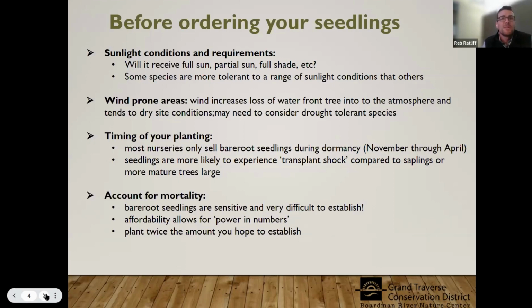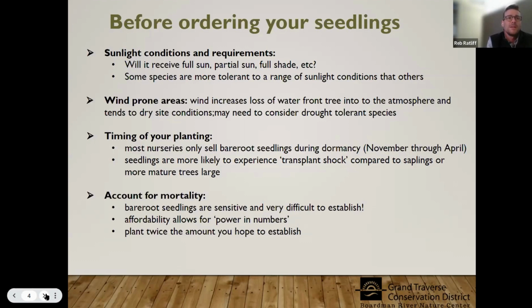The timing of your plantings, again, because this is geared mostly towards seedlings: a lot of nurseries won't sell you bare root seedlings outside of the November to April range. Some will, of course, but mostly they're just looking at ensuring that they're providing them to you in a dormant state so that those seedlings don't experience as much transplant shock when they are pulled from the ground at the nursery and then moved to their new location.